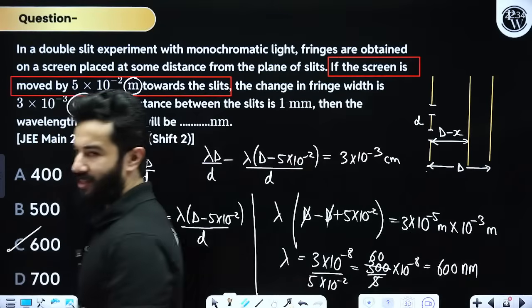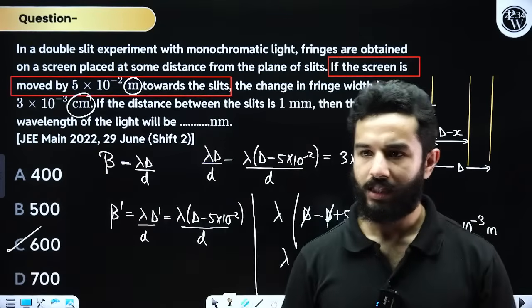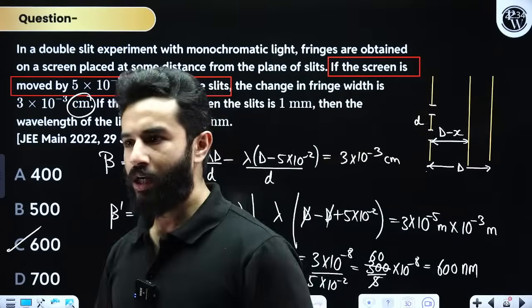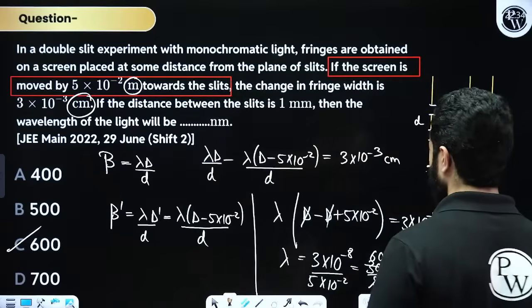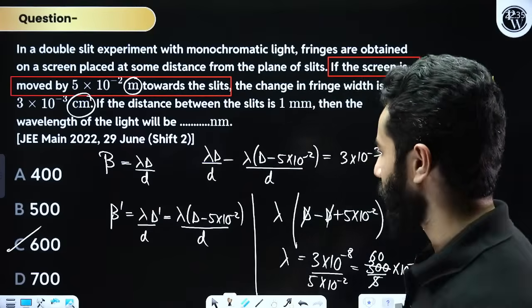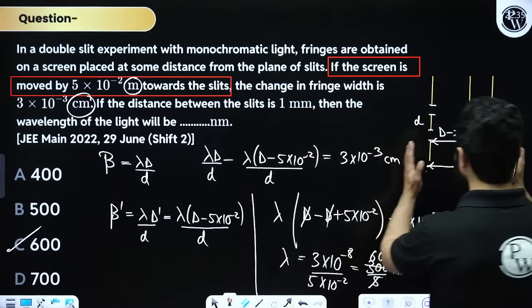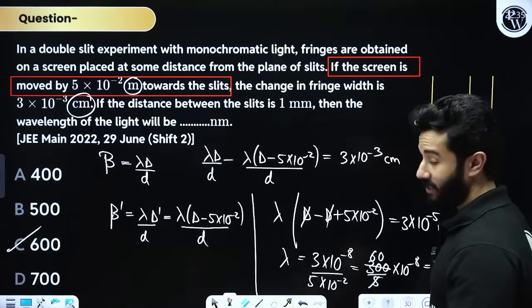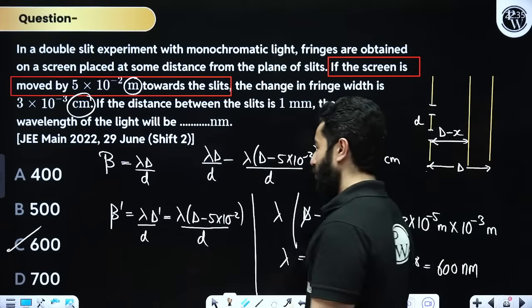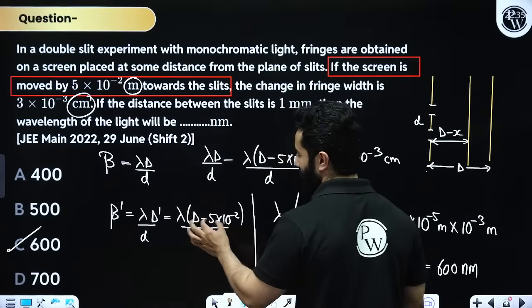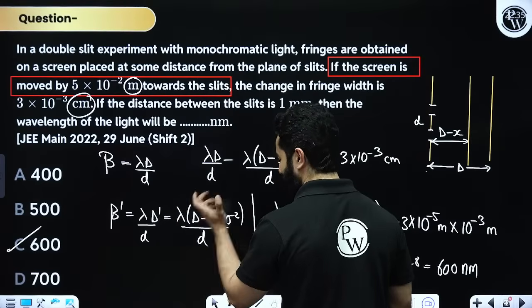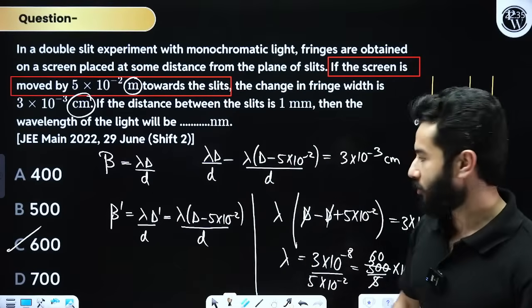600 nanometer is the correct answer. Nice problem. Nice question, because fringe width is an important topic for you. And second, this is not an easy question, because they are talking about changing the separation between the screen and the slits. Some students might think, sir, how are we going to do it, because we don't know capital D and we don't know lambda, but capital D will get cancelled out. Okay, so C is correct.